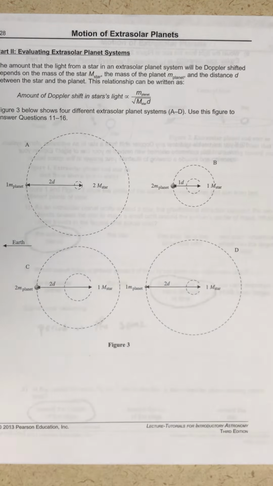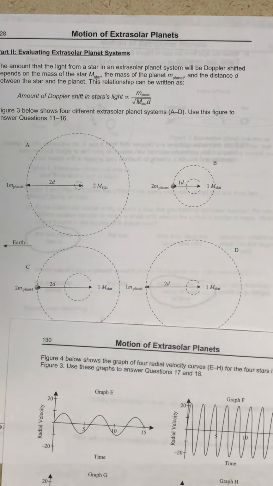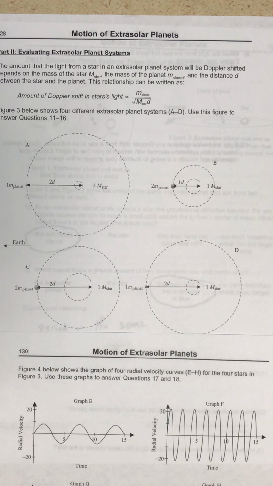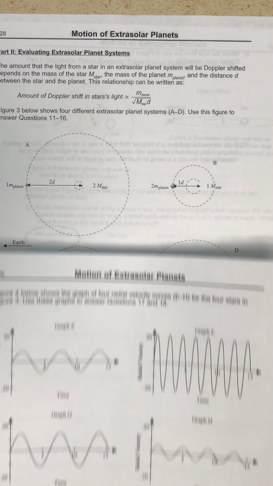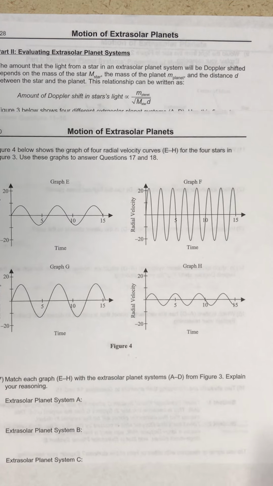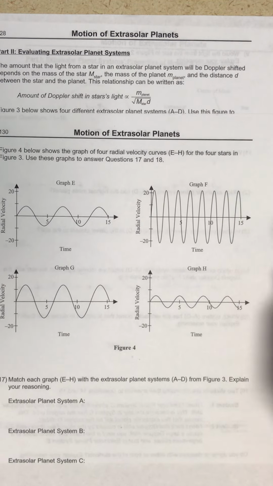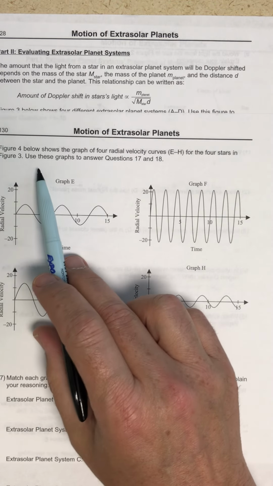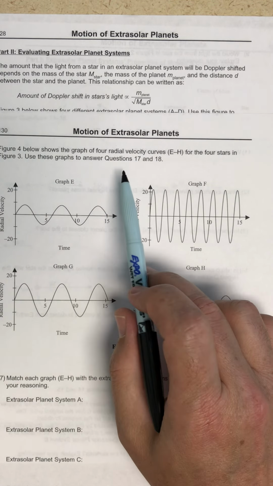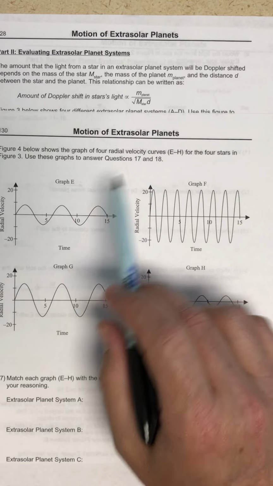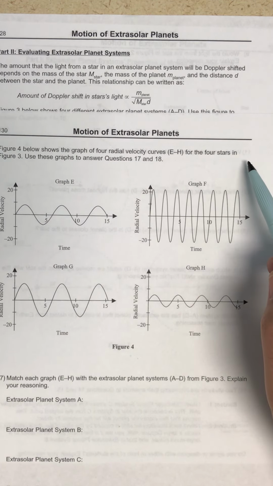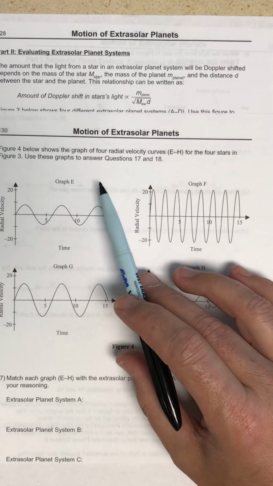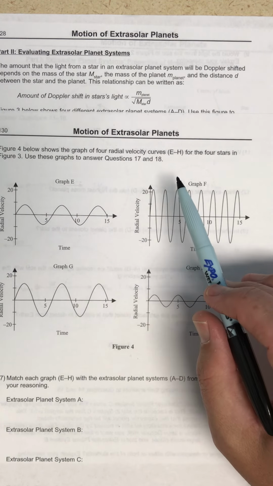All right, I'm going to do something a little challenging here. We're going to match up radial velocity curves with those 4 extrasolar planetary systems. So figure 4 below shows the graph of our 4 radial velocity curves, E through H, for the 4 stars in figure 3. Use these graphs to answer questions 17 and 18.